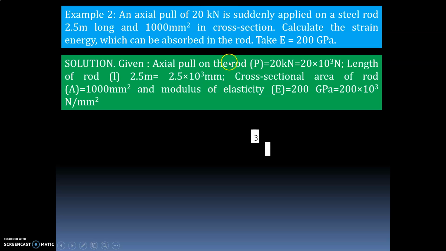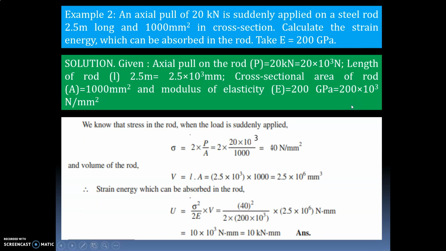What is given? Pull P is 20 kilonewton, that is 20 into 10 raised to 3 Newton. The length of the steel rod is 2.5 meters, so 2.5 into 10 raised to 3 millimeter. The cross sectional area is 1000 mm square. Modulus of elasticity is 200 GPa, or 200 into 10 raised to 3 Newton per millimeter square.